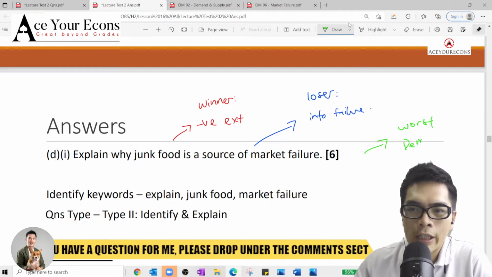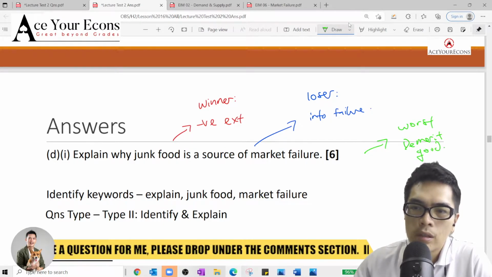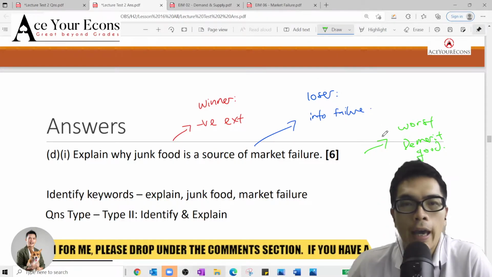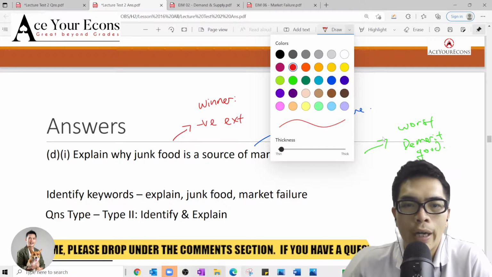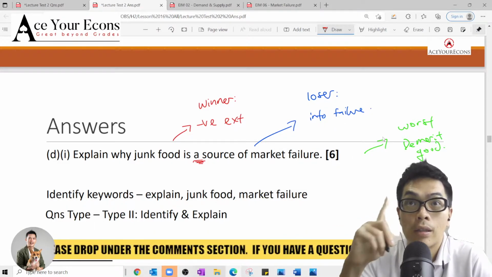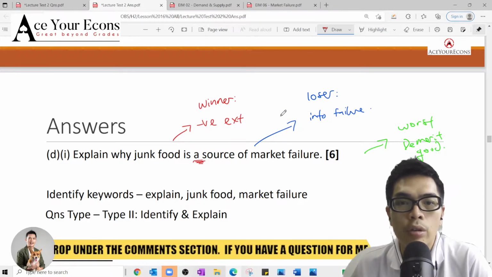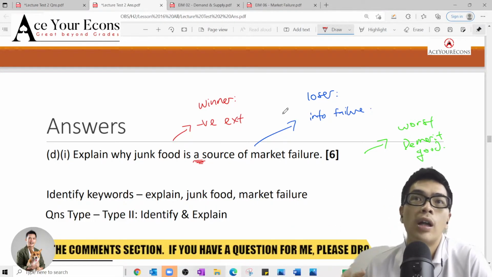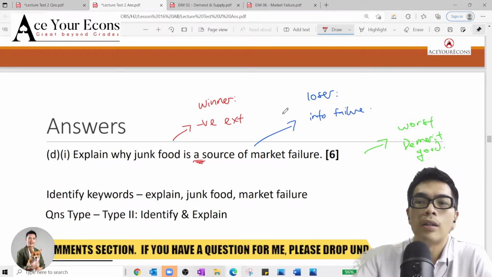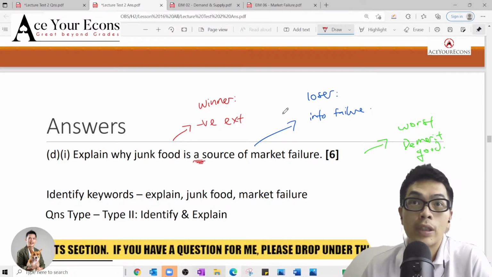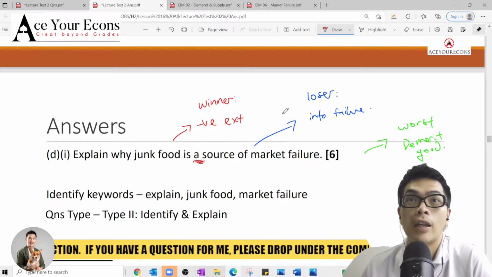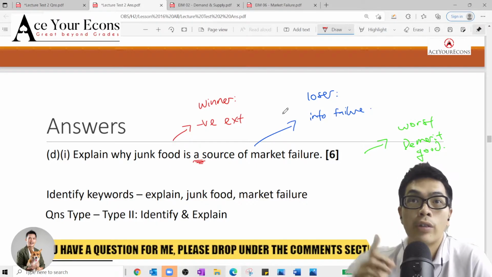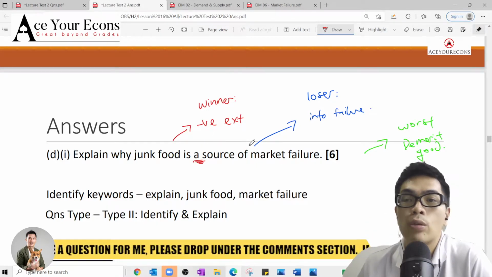identifying it as demerit good. Demerit good requires both negative externality and info failure, and this question only requires you to identify one source. If you bring demerit good, you have to bring in both negative externality and info failure. You have trapped yourself, and you'll be overwriting, and your answers will be diluted, because you're not going to hit anything. You have two sources of market failure to address. So read the question carefully. Only one singular source. Just stick to one.